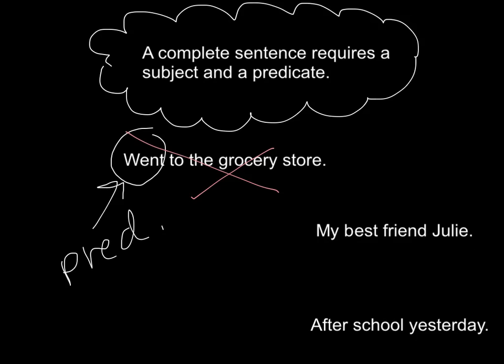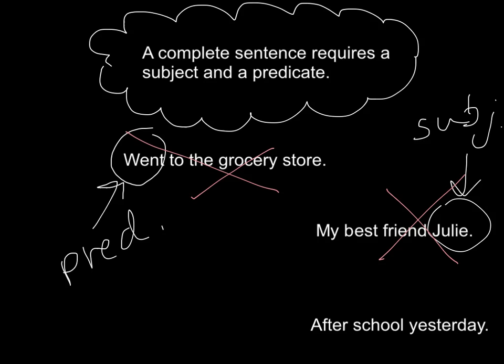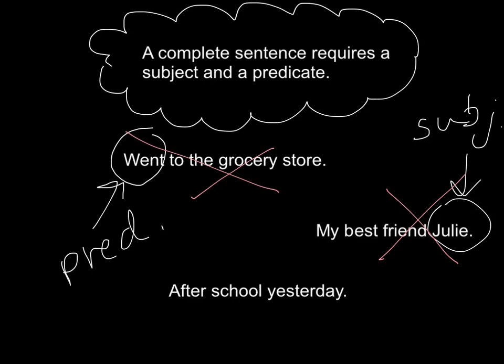Now let's look at the next phrase. My best friend Julie. I know who we're talking about. We're talking about Julie. But in this case, I have no idea what the subject Julie is doing in the sentence. So again, this is not a complete sentence because it's missing a predicate. Let's look at another example. After school yesterday. In this case, we have neither a subject nor a predicate. We have a time, but we don't know who or what the sentence is about or what is going on. This is not a complete sentence.